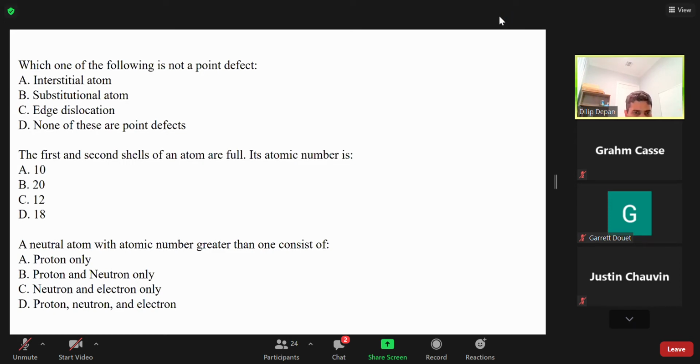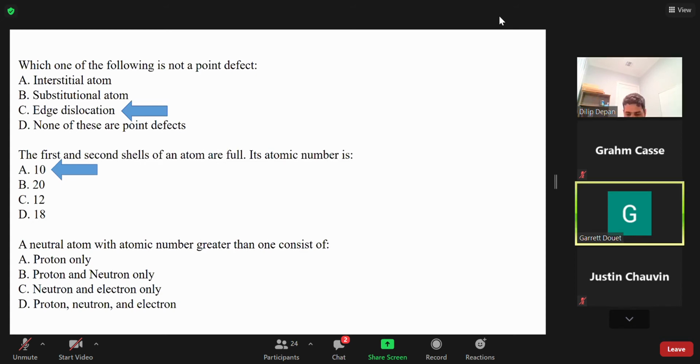The first and second shells of an atom are full. Its atomic number is 10. Yes, because the first shell configuration will be 1s2, second shell 2s2 and 2p6, total 10 electrons. Atomic number is 10. A neutral atom with the atomic number greater than 1 consists of proton, neutron, and electron. The right answer is D.